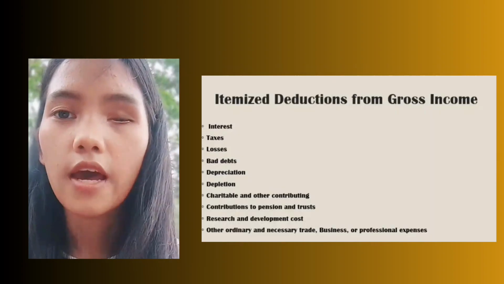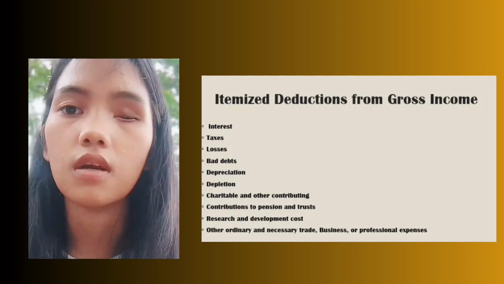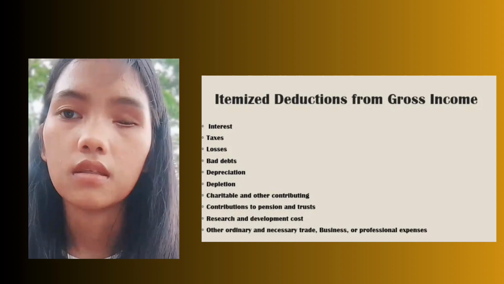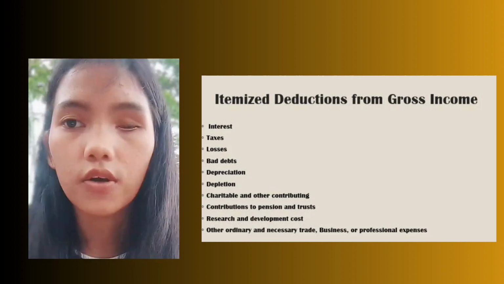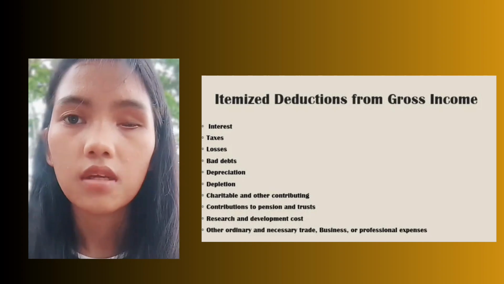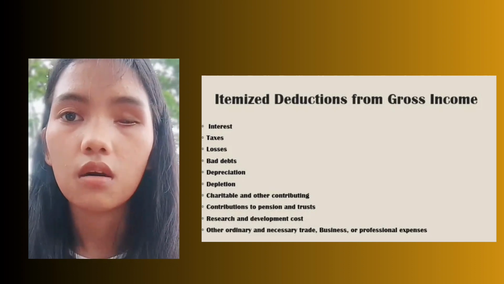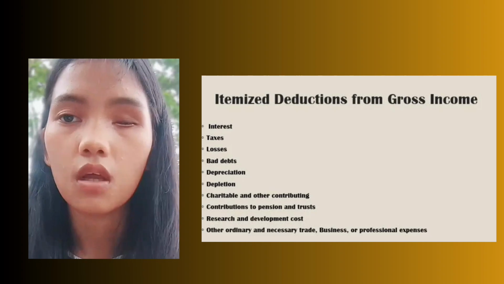So we proceed to the itemized deductions from gross income. First is interest expenses, second is taxes, third is losses, fourth is bad debts, number 5 is depreciation, number 6 depletion, number 7 charitable and other contributions, number 8 contribution to pension and trust, number 9 research and development cost, number 10 other ordinary and necessary trade, business or professional expenses.